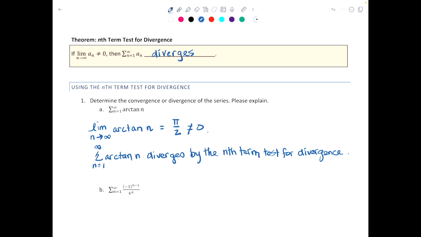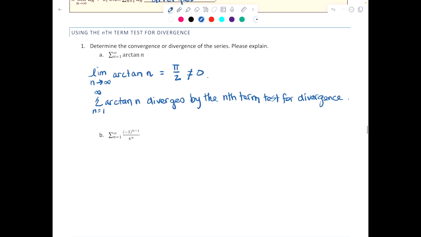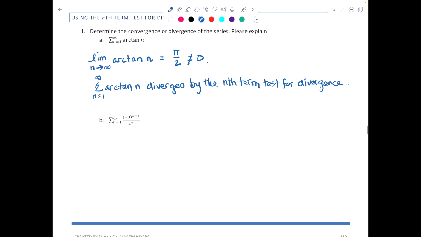We're done. So both parts, I won't just box one thing, both parts were part of the answer. So now let's take a look at part B. We've got -3 raised to the n minus 1 over 4 to the n, right?